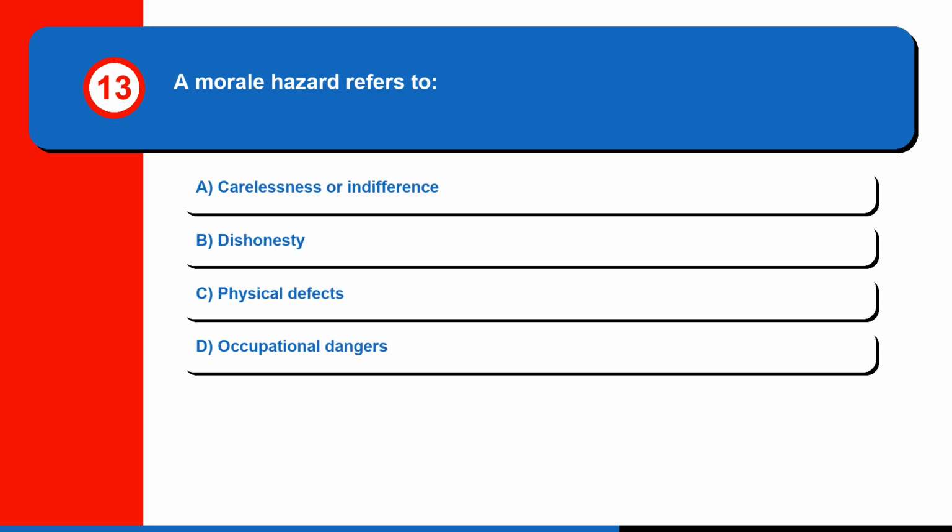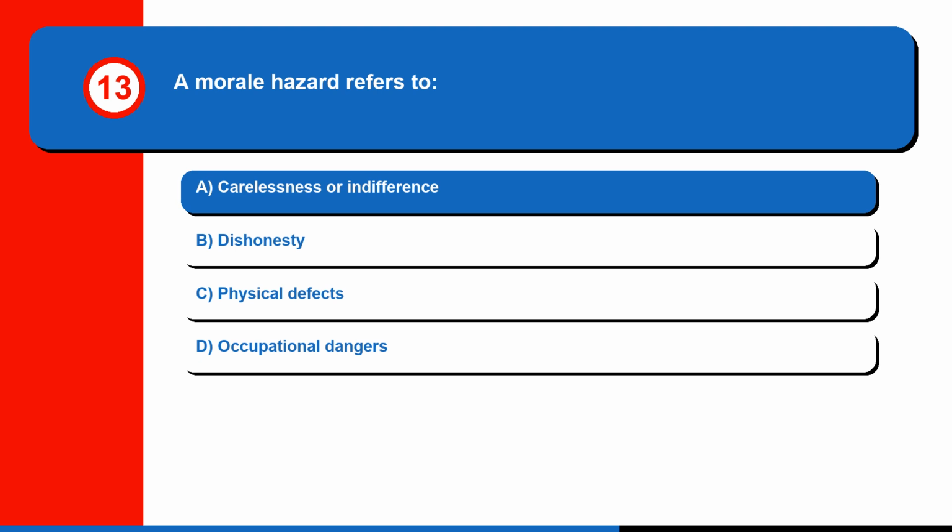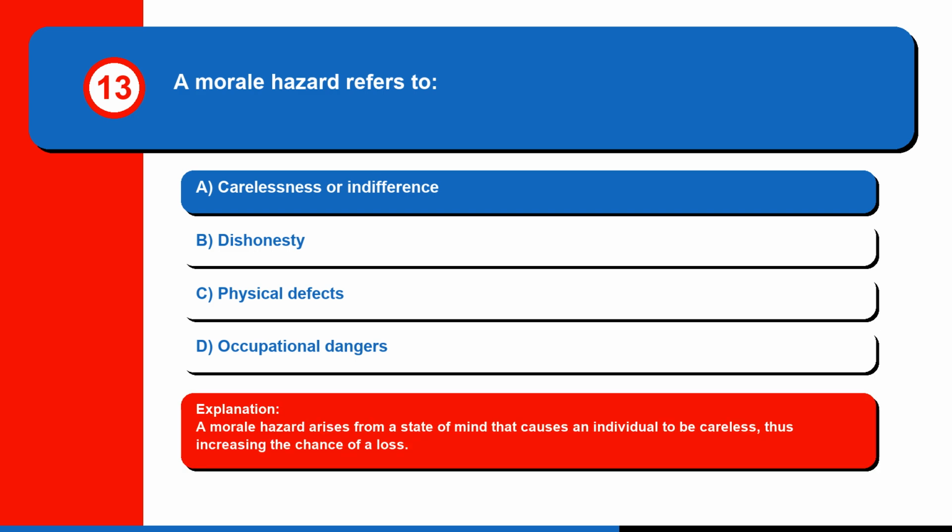Question 13. A morale hazard refers to A. Carelessness or indifference, B. Dishonesty, C. Physical defects, or D. Occupational dangers. The correct answer is A. Carelessness or indifference. A morale hazard arises from a state of mind that causes an individual to be careless, thus increasing the chance of a loss.